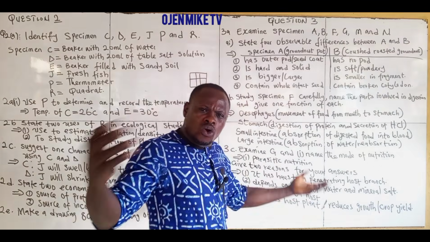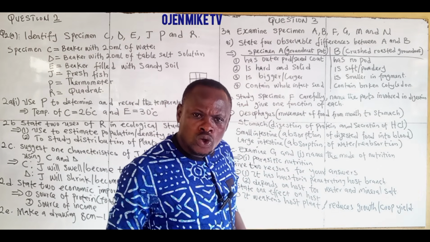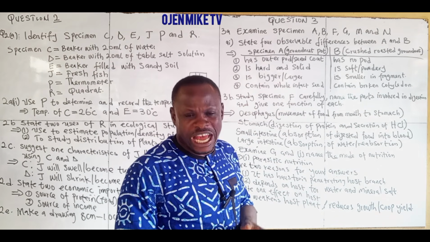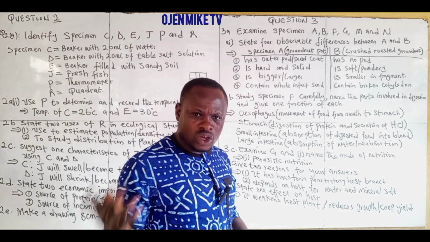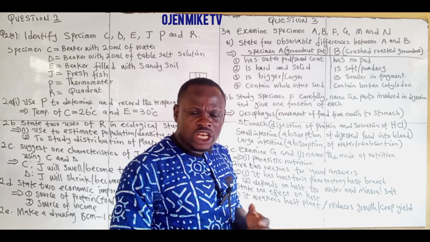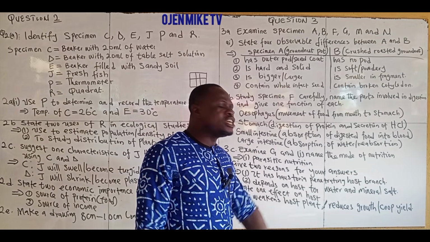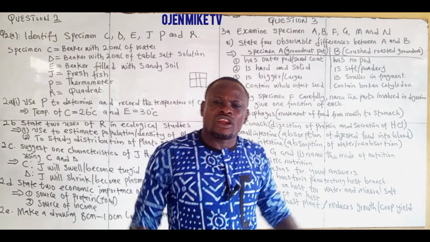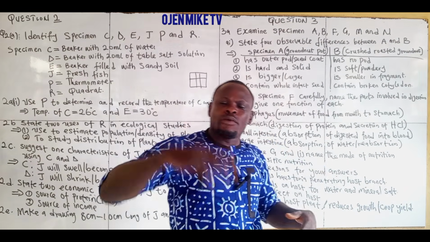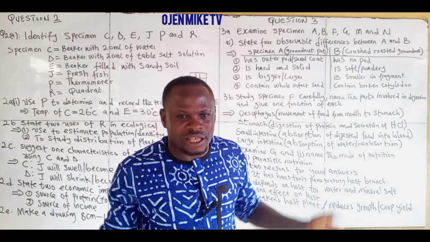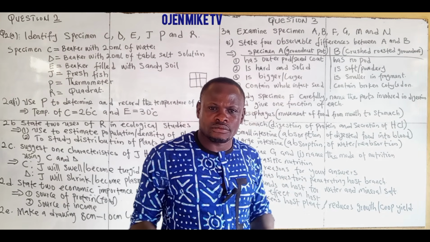Now the next one is, state 1 effect on the host. What will the parasite do to the host? 1, it reduces the yield of the plant. Remember, we are looking at plants because it is a parasite of plants. It reduces the yield of the plant. It makes the plant not grow well, and it weakens the host plant. Eventually, as it continues, the plant will die.